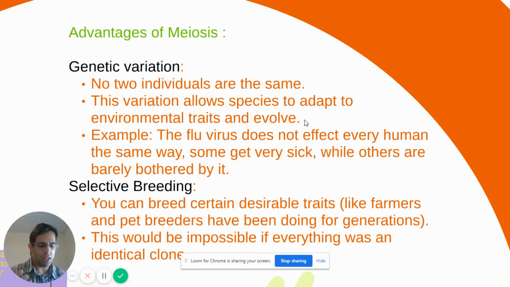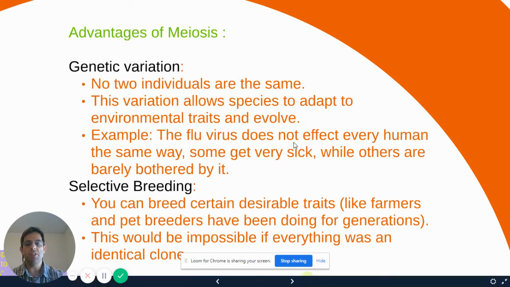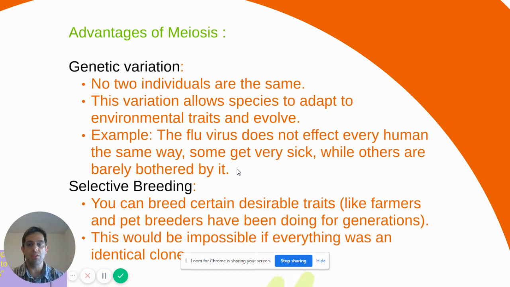So it represents, for example, that different people respond differently when they are exposed to the environment. For example, the flu virus does not affect every human the same way. Some get very sick while others are barely bothered by it. Nowadays, we're suffering with this COVID-19 situation. It happens exactly the same way. People respond differently to the environment they're exposed to.